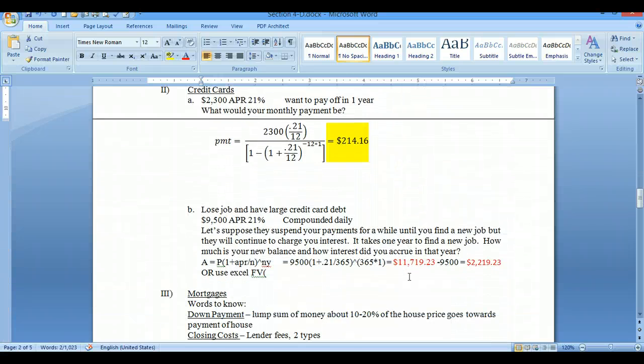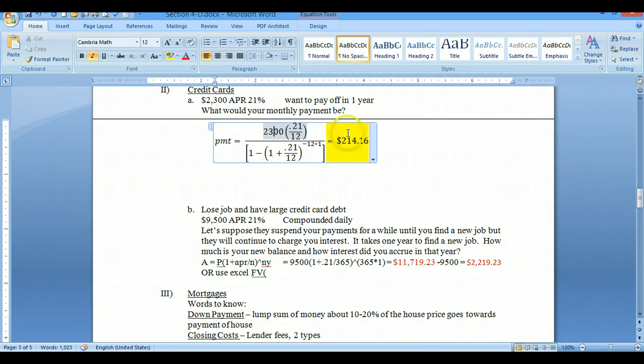Let's move on to credit cards. Let's suppose you have a credit card of $2,300 already accrued with an APR of 21%. You decided you want to pay it off in 1 year, so what would your monthly payment be? So we take our payment formula. The principal is 2,300, APR is 21%, divided by number of payments per year. In this case, it's told us monthly payments. Again, 0.21 over 12, N is 12, and the Y, we want to pay it off in 1 year.